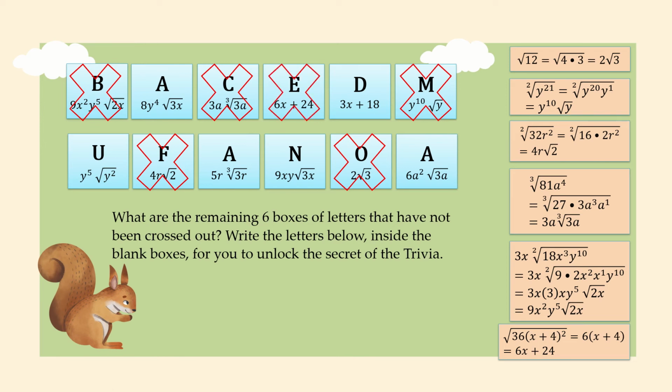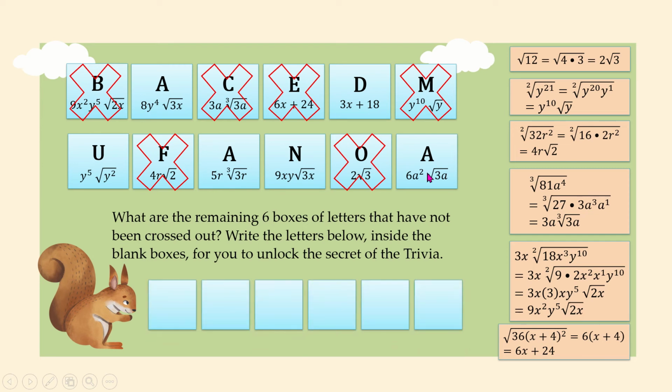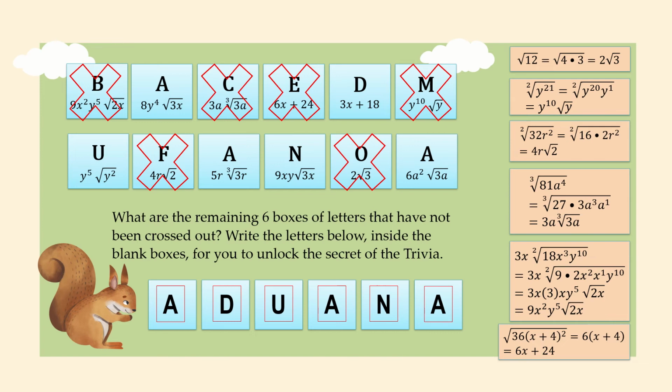So, which boxes are not crossed out? They contain the letters A, D, U, A, and A. They are the 6 remaining boxes. So how do we read the remaining 6 boxes? You have there A, D, U, A, and A. So the answer to the trivia is Aduana.